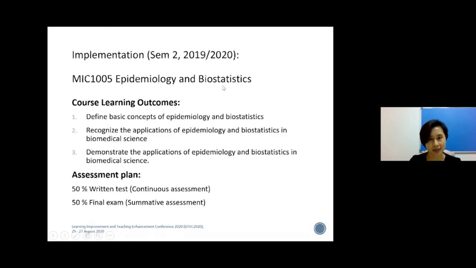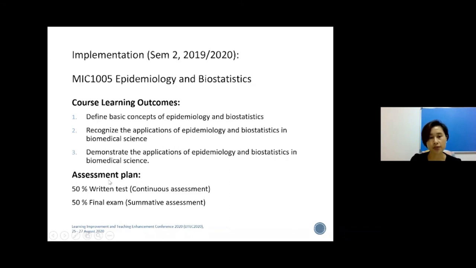So in the coming semester, which is semester two, we actually used the strategy in the epidemiology and biostatistics course. So before I go into the changes, maybe have a look at the course learning outcomes of this course. It's quite straightforward. Students need to know about the concept, about the application, and know how to demonstrate the application.